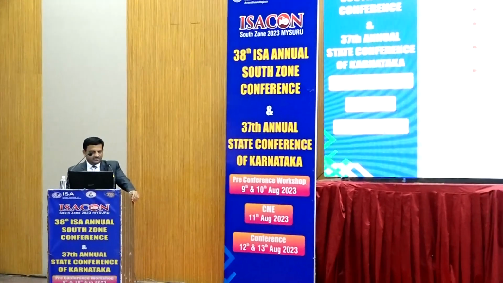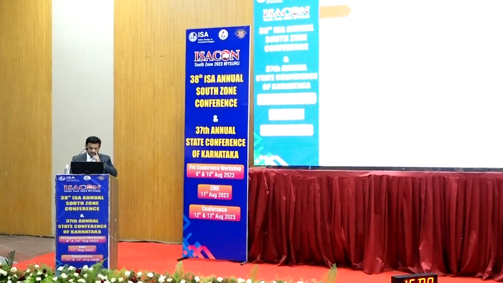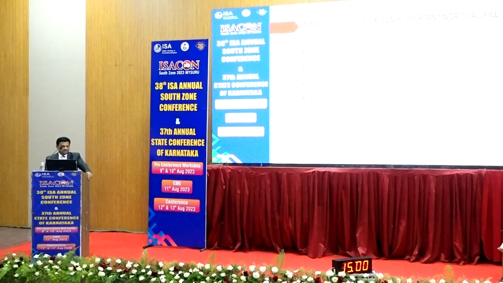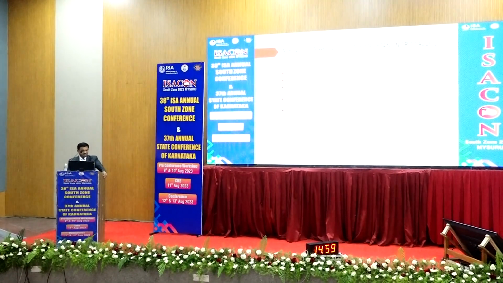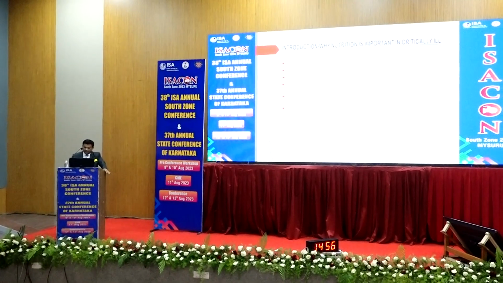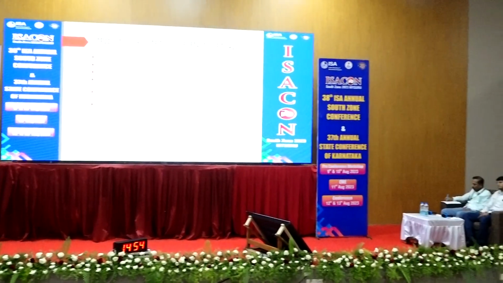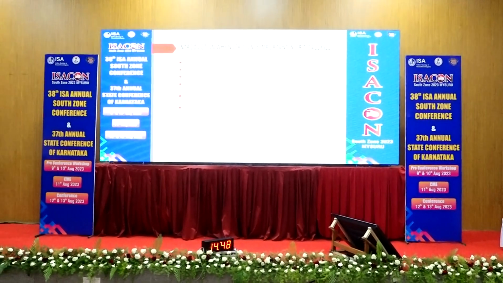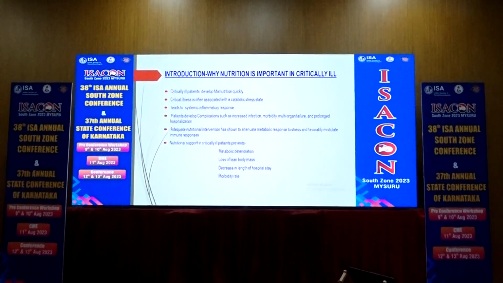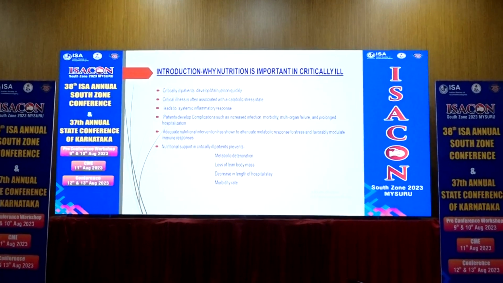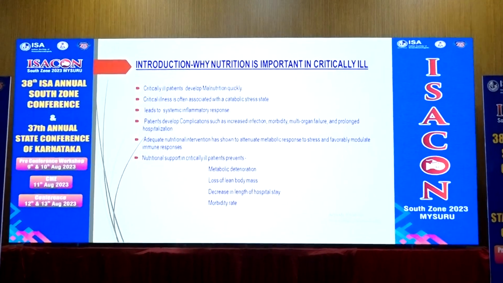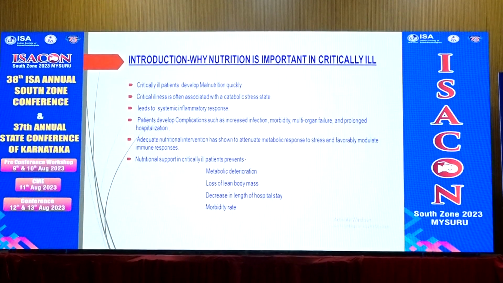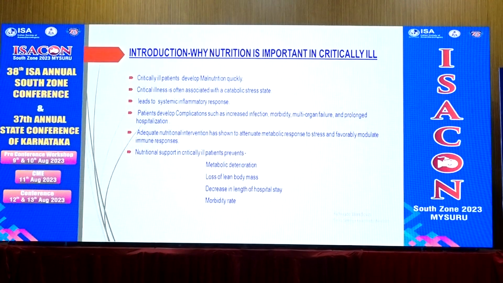Introduction first. Why is nutrition important in critically ill patients? Critically ill patients develop malnutrition quickly, and also a catabolic state; the stress will be present, leading to a systemic inflammatory response. Patients develop complications such as infection, morbidity, mortality, multi-organ failures, and prolonged hospital stay. Adequate nutrition interventions have been shown to attenuate the metabolic response to stress and favorably moderate the immune response. So nutrition support in a critically ill patient is a must, because the metabolic deterioration has to be stopped, along with loss of lean body mass, and it decreases length of hospital stay and morbidity rate.